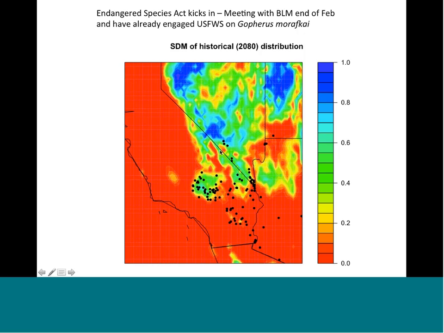By 2080, the entire species distribution range of the gophers collapses. We have a few refugia.